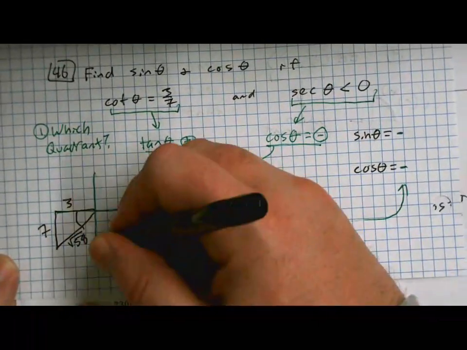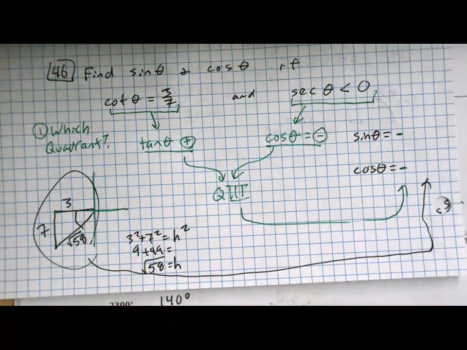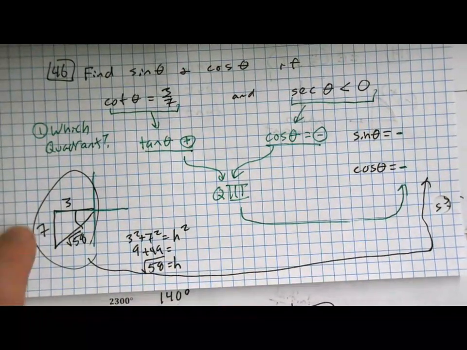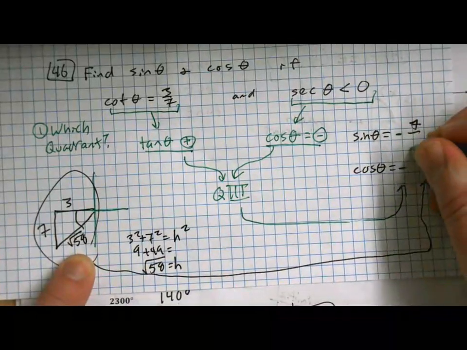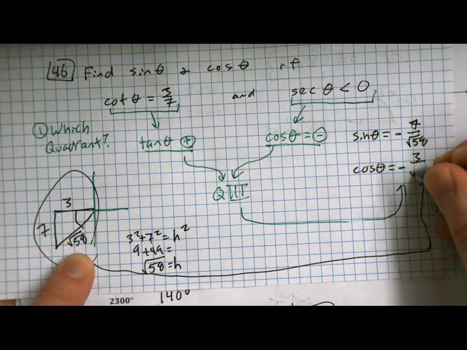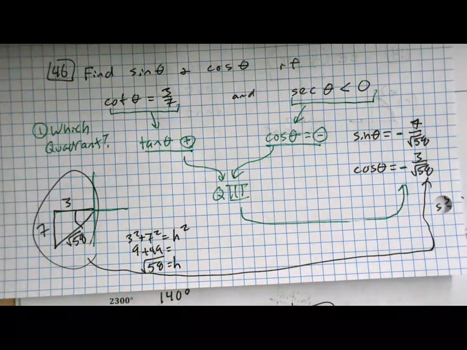So our reference triangle is going to give us the values for our fractions here. Sine is opposite over hypotenuse. Cosine is adjacent over hypotenuse. And I ran out of space, so I'm just going to make a note here.